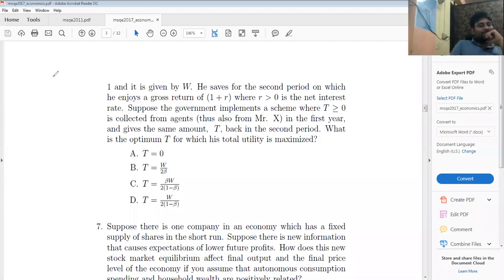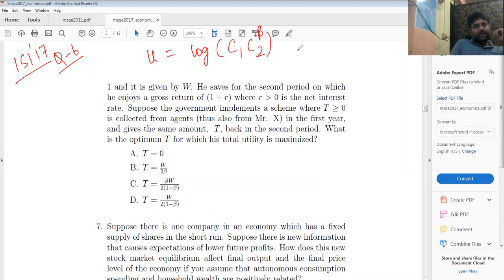This is ISI 2017, question number 6. It's given that the utility function is equal to log C1 into C2 to the power beta. Can I write it as log C1 plus beta log C2? So it's a monotonic transformation of C1 into C2 to the power beta. Okay, so it's a Cobb-Douglas.